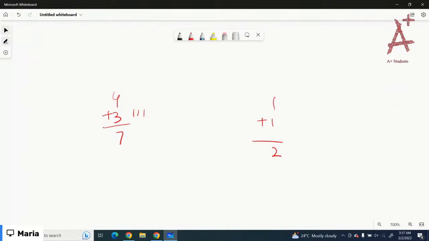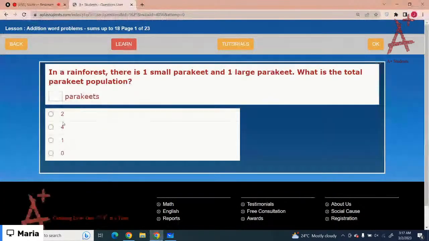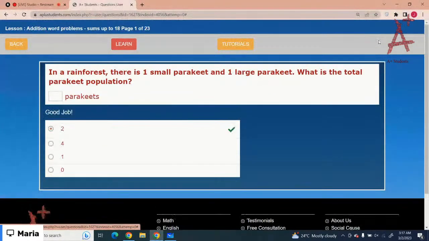1 plus 1 makes 2. Very good. So just select the correct option and click on the OK button.